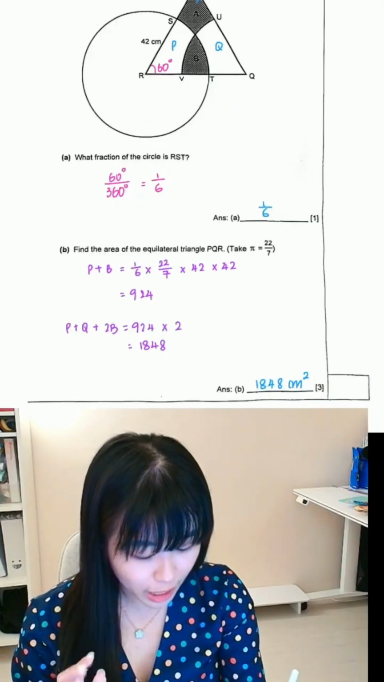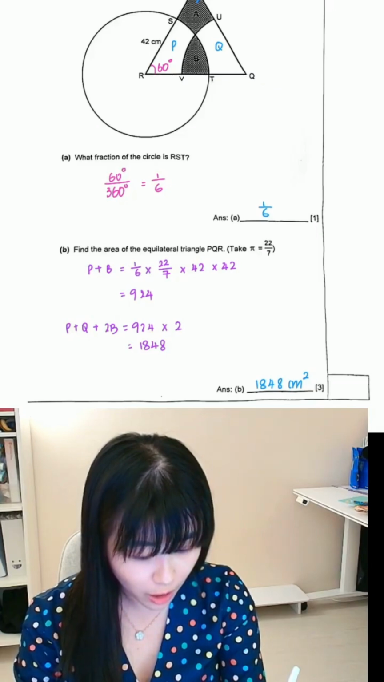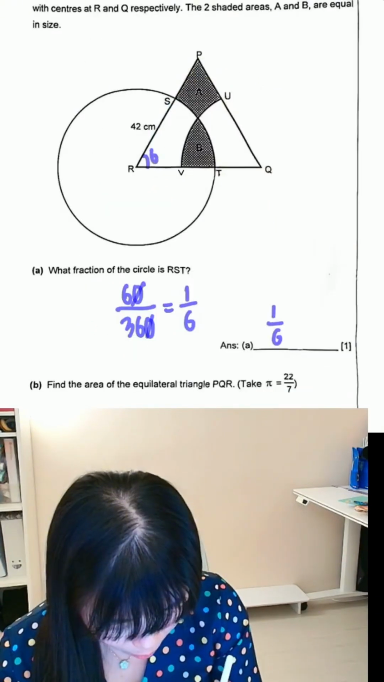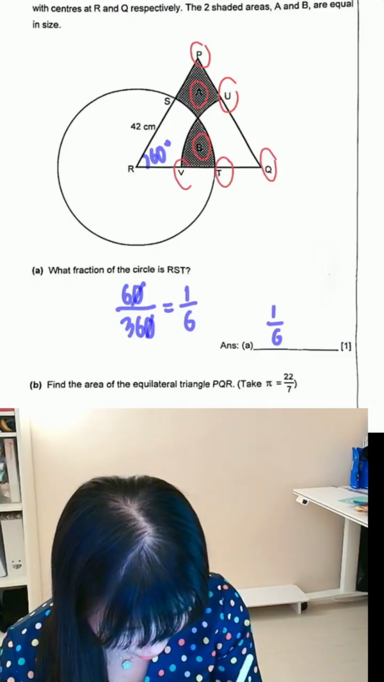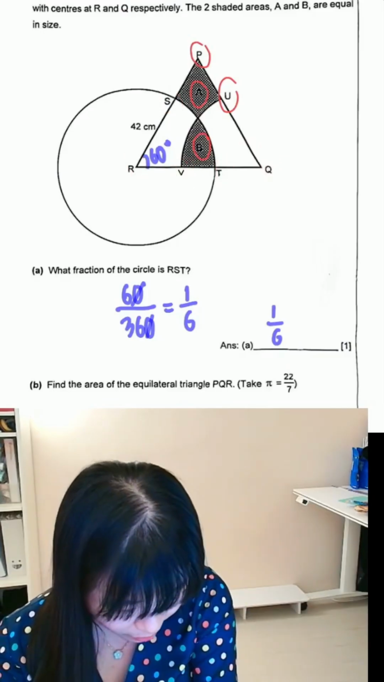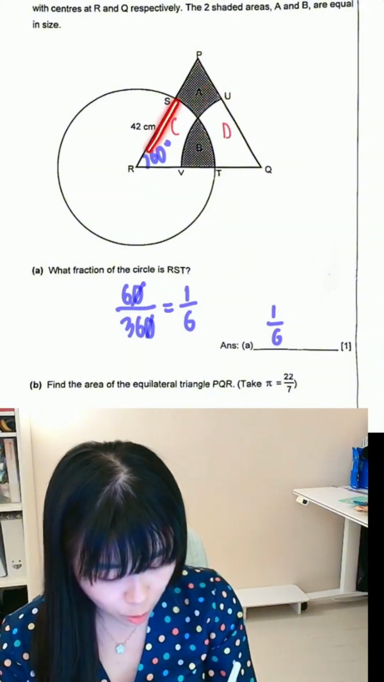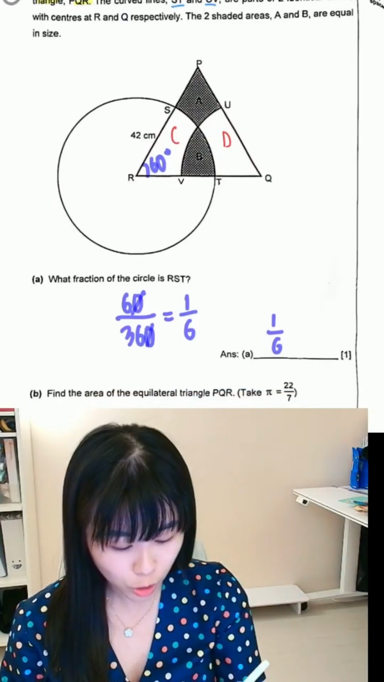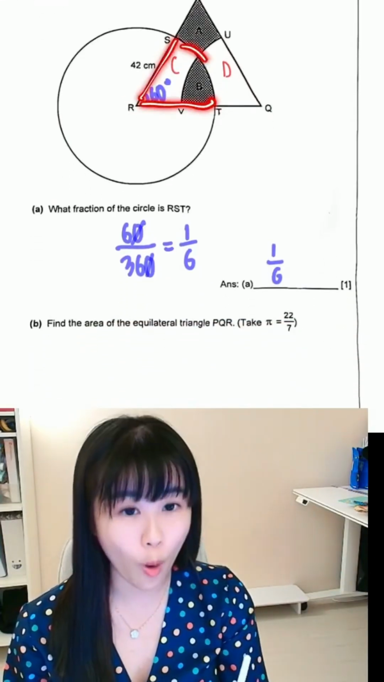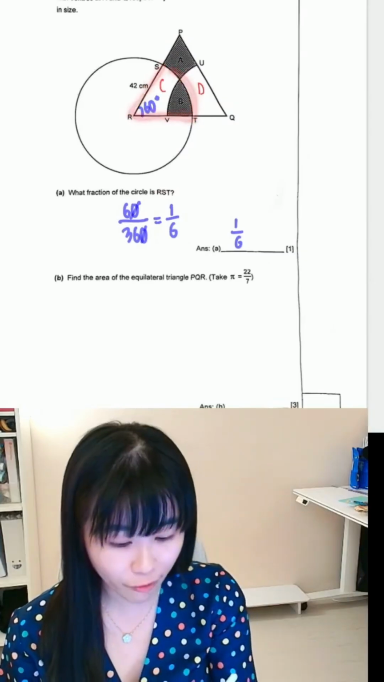Part B, find the area of the equilateral triangle PQR. This is what I want you to do. Now we already have A, B, T, U, Q, V, T, S, R. I haven't used C, D, so I will use C and D. C represents this part here and D represents this part here. What can you do first? Just now we know this one is 1/6 of the circle, so easily I can find the area like that first. I can find my B and C first.